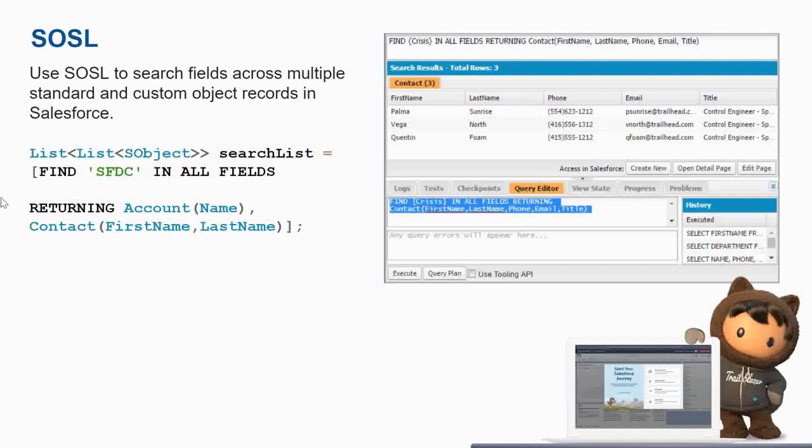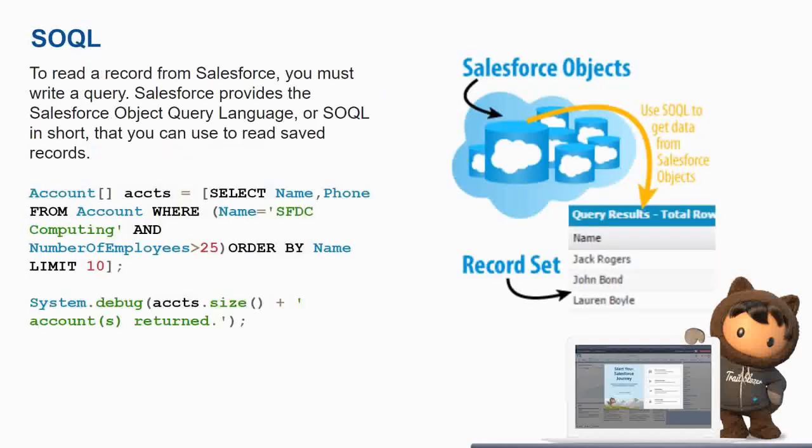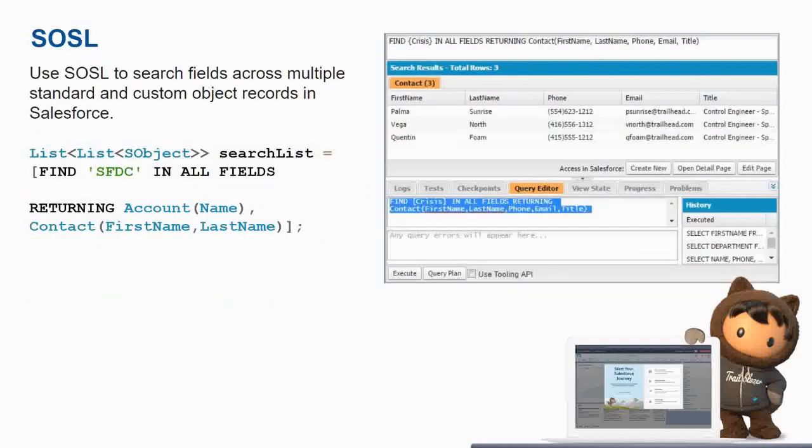So how do we write SOSL? You see, FIND SFDC IN ALL FIELDS RETURNING Account and so on. It will search anywhere and everywhere, wherever there is SFDC. It will not search for the exact thing like SOQL; it will also return things like SFDC something.